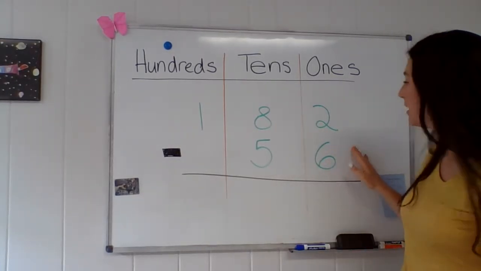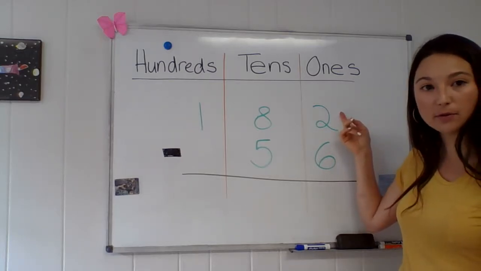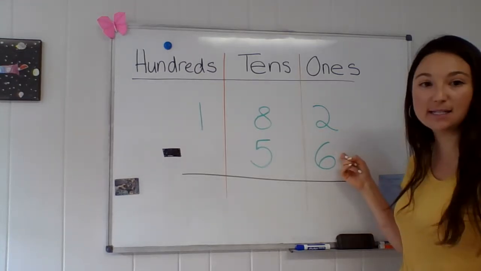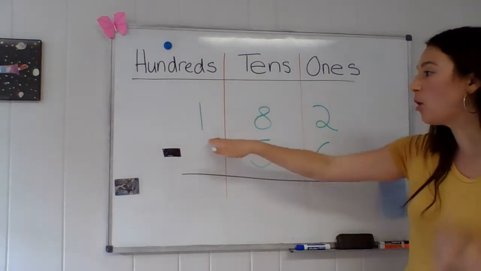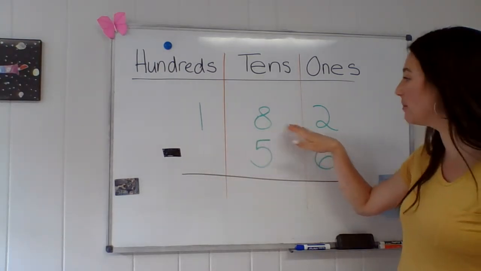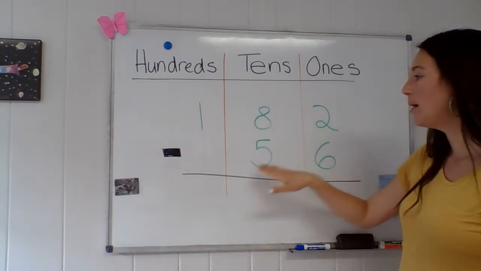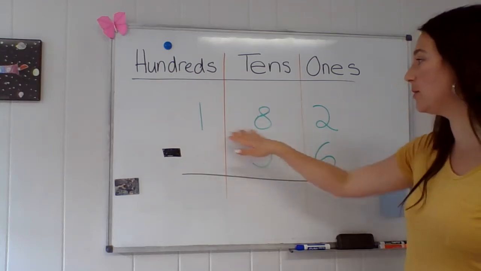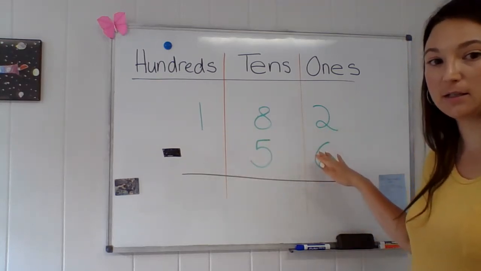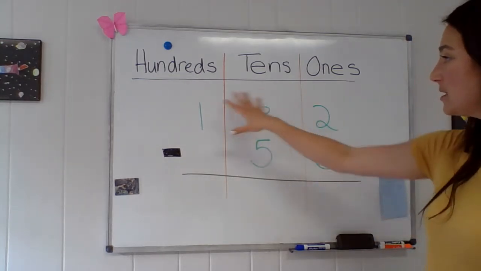So for example, if I had 2 apples, I cannot take 6 apples away from that. There's just not enough. But I do have this whole big number. So I have the number 182 minus 56. Well, I know that 182 is a bigger number than 56. So I know I have enough somewhere in this number.